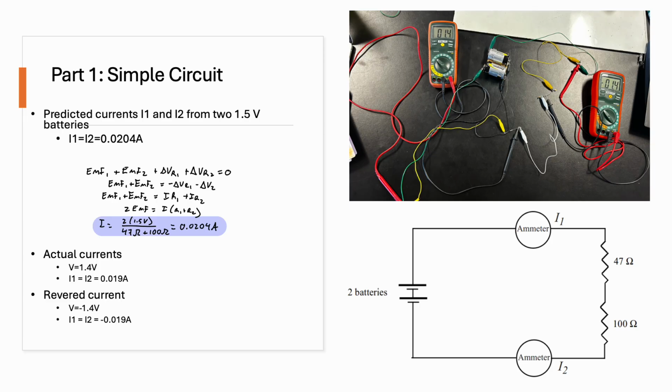So part 1 was to create a simple circuit and to predict the currents I1 and I2 from the two 1.5 volt batteries. According to theoretical calculations, the current should be 0.0204 amps, and then for the actual current, the volts in each battery measured to be 1.4 volts each, and so this led the current calculation to be 0.019 amps, and then when the current was reversed, both measurements became negative.